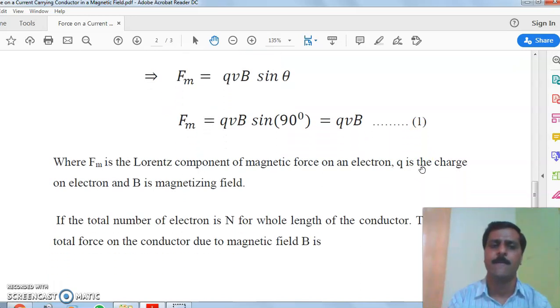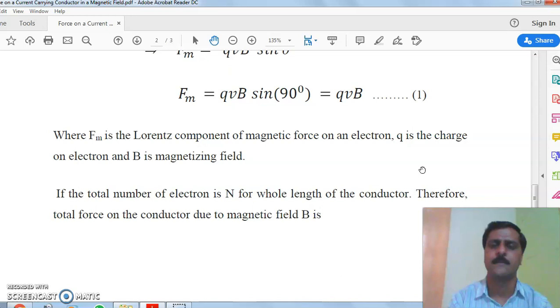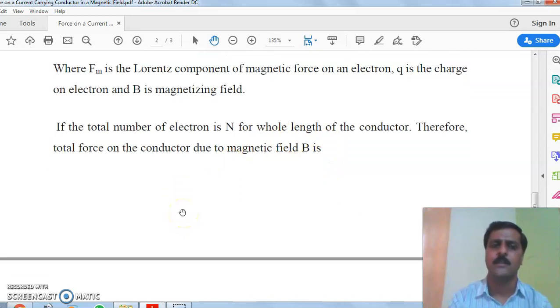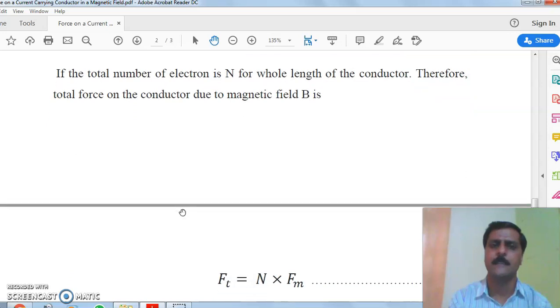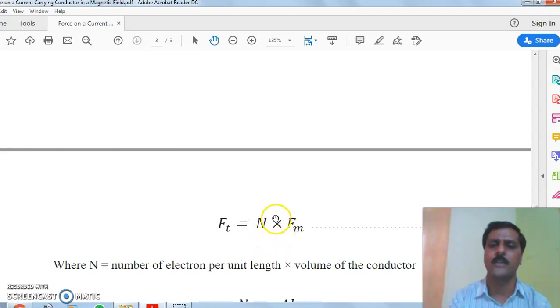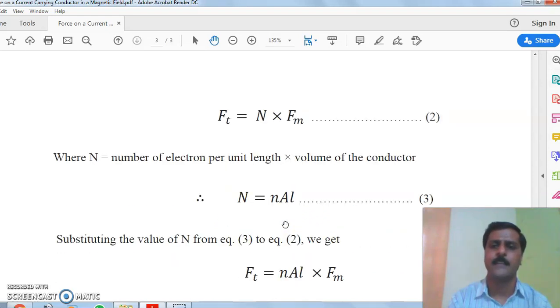This is the Lorentz component of magnetic force on an individual electron having charge q placed in a magnetic field B. If the total number of electrons in a conductor is capital N, then the total force experienced by the conductor when it is placed in a magnetic field B, F total, is equal to the total number of electrons in the conductor multiplied by the force experienced by an individual electron. We get this equation number 2.